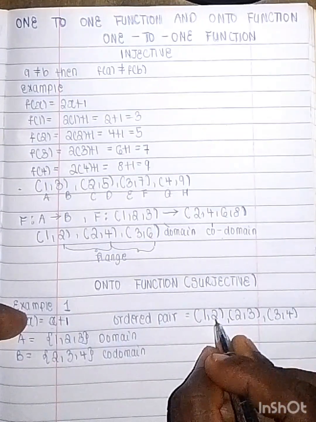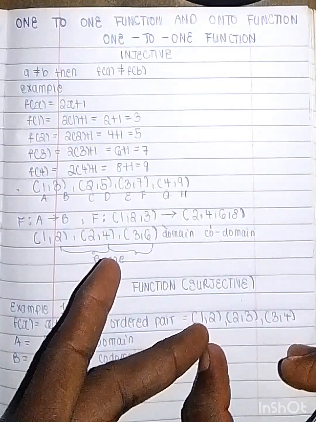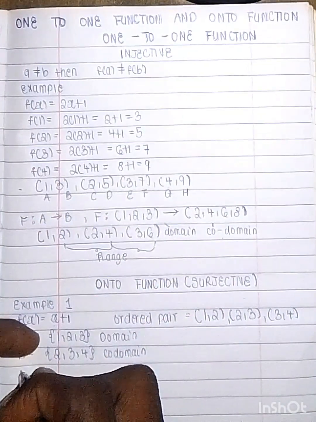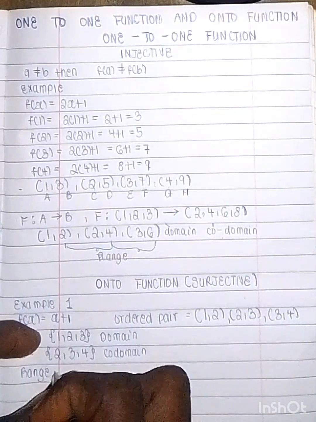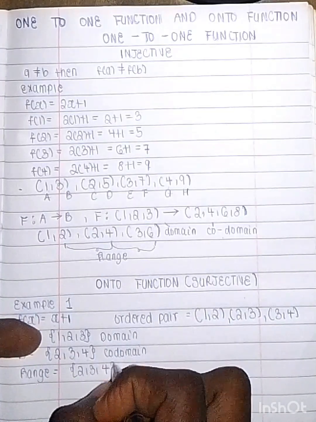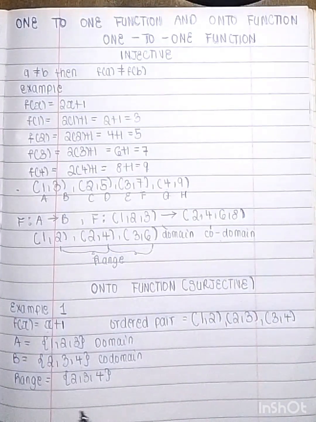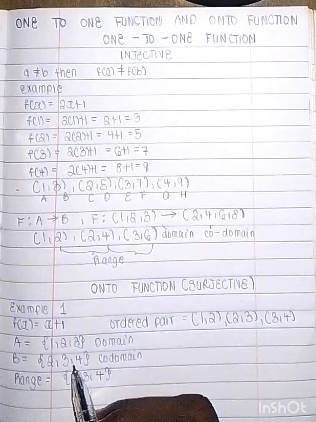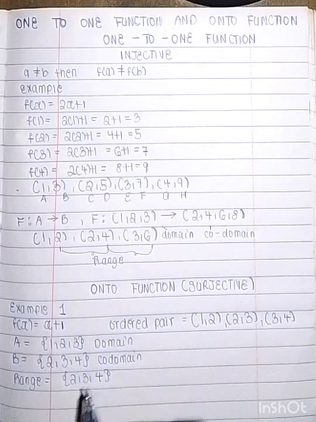Now, these values here, 2, 3, 4, is a range. The values that are involved in the ordered pair is a range, 2, 3, 4. Now we see that the range is equal to what? 2, 3, 4. You should notice two things here. Number 1, the range is equal to the codomain. Number 2, this is an onto function.